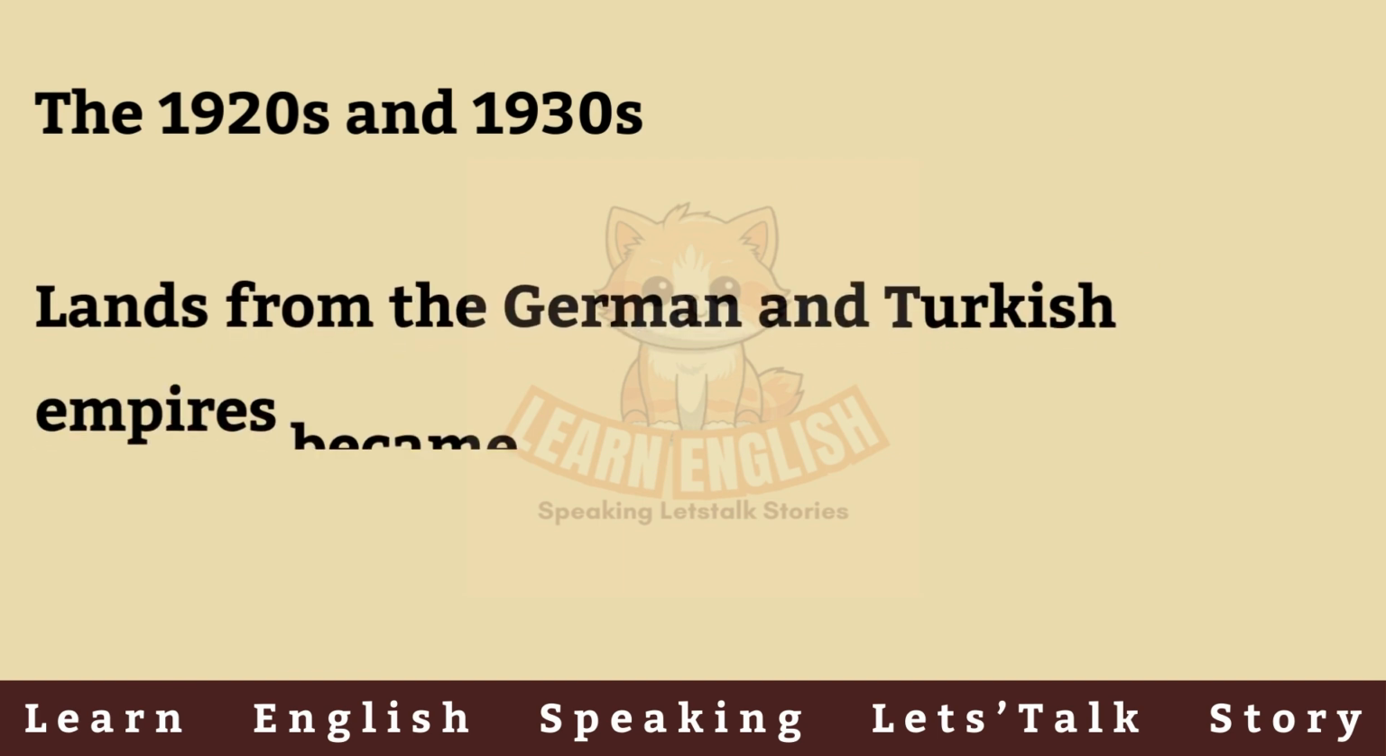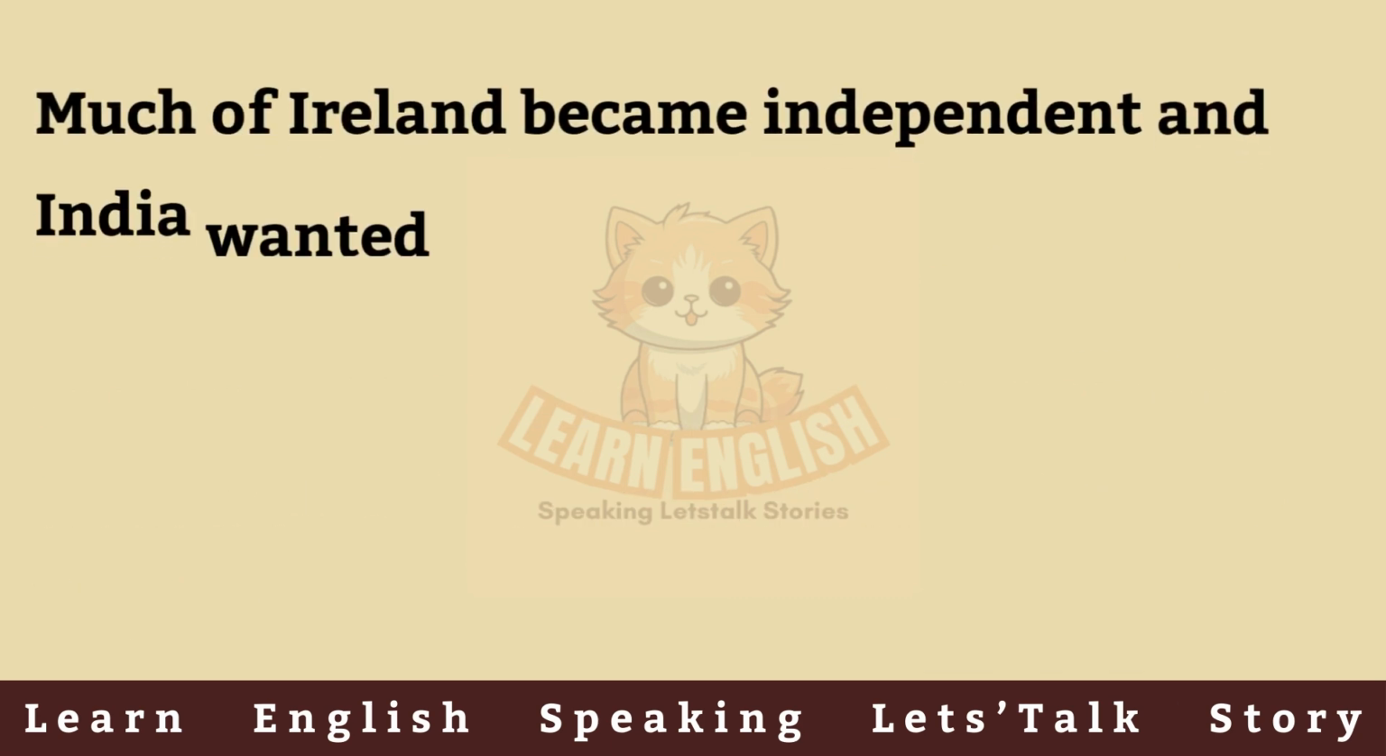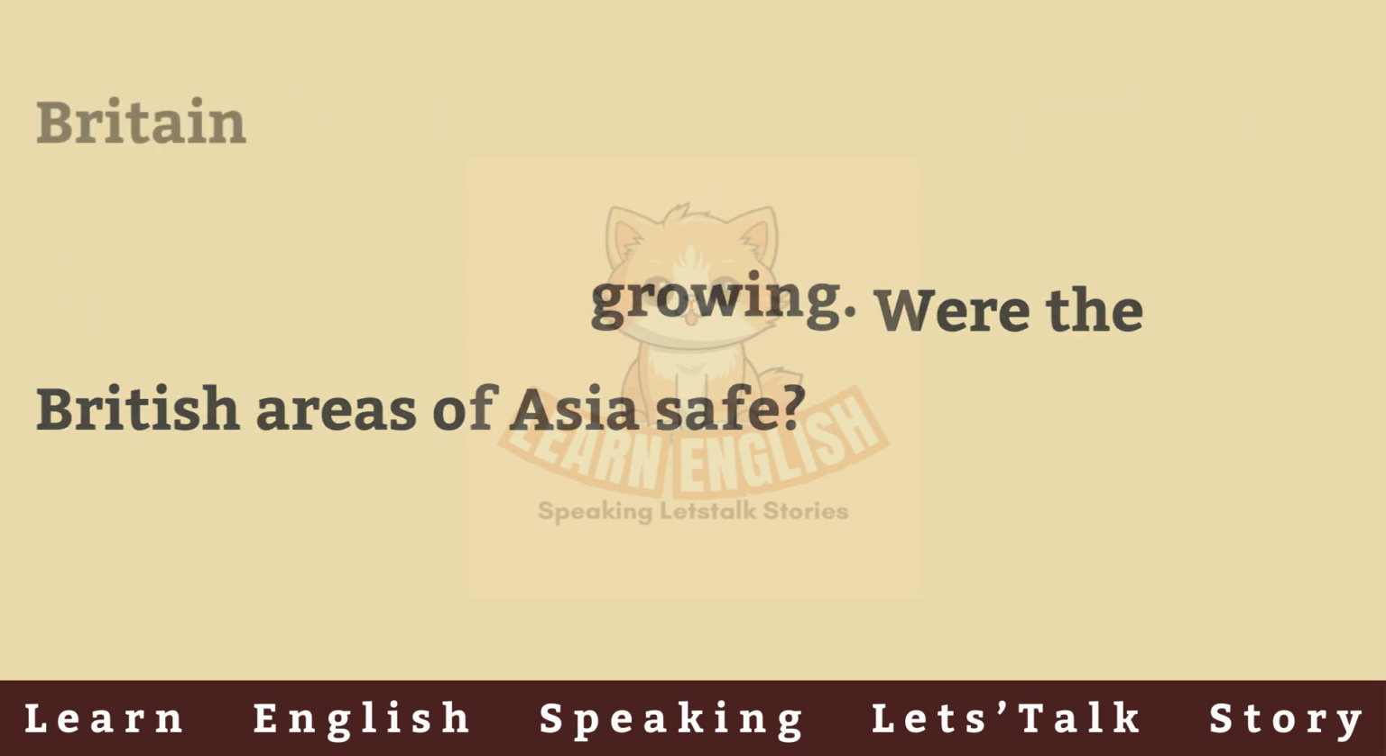The 1920s and 1930s. Lands from the German and Turkish empires became British, but there was trouble after the war in other parts of the empire. Much of Ireland became independent, and India wanted independence too. Japan's power in Asia was growing. Were the British areas of Asia safe?